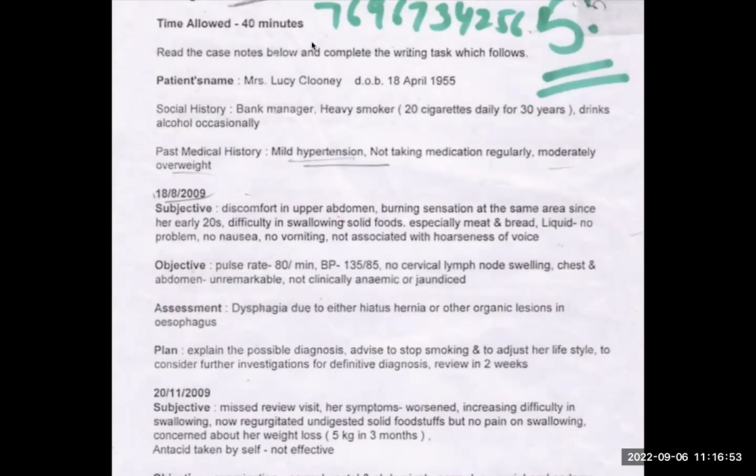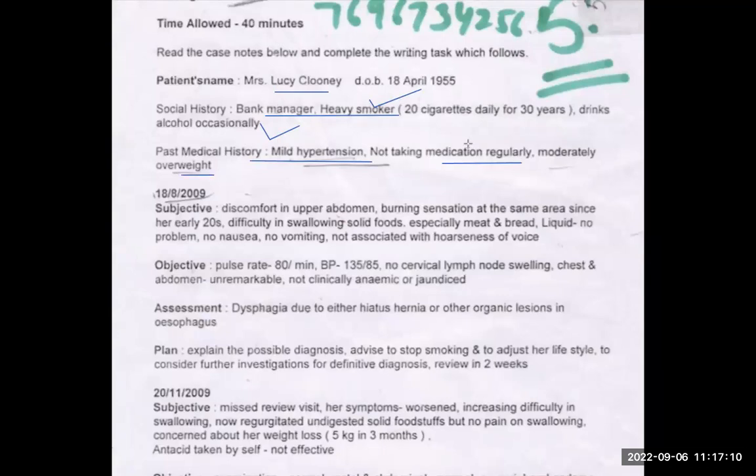So the patient says, it's Mrs. Lucy Clooney. Social history is a bank manager, heavy smoker. So this is important. This we will pick. Drinks alcohol occasionally. This we can pick. Past medical history is mild hypertension. Not taking medication, moderately overweight.